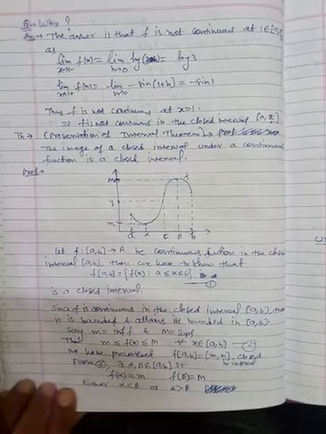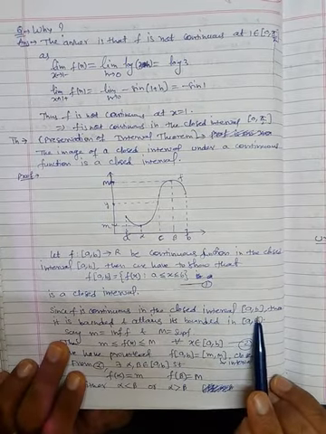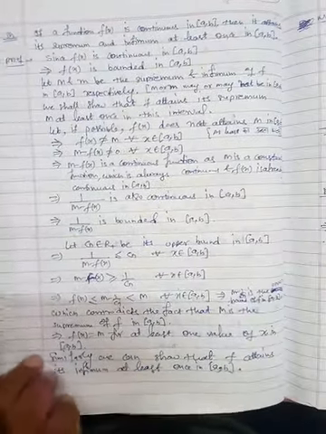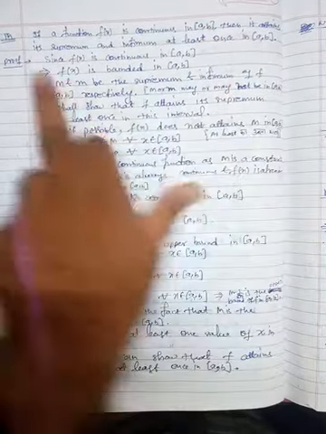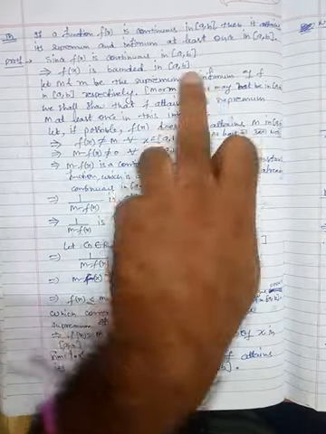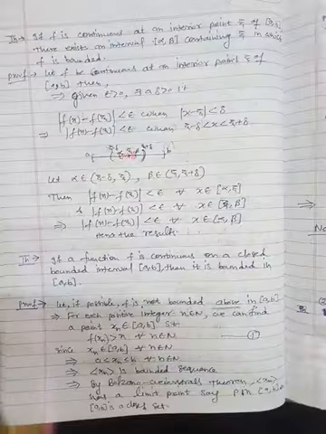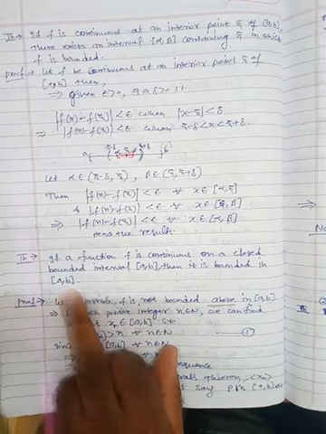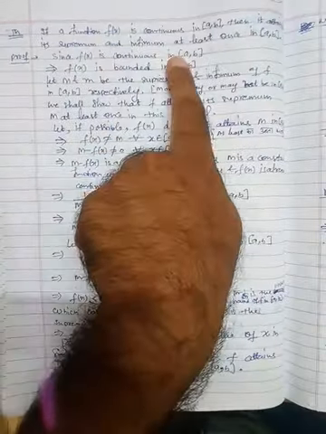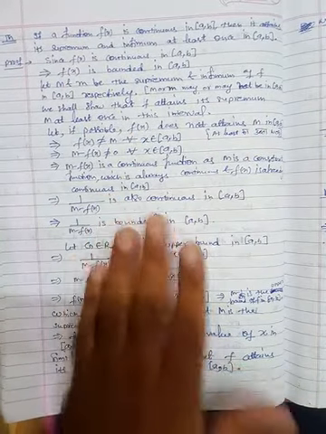So how to prove this? Let's see. Since the function is continuous in the closed interval [a, b], this is already given to you, then we have already proved one theorem in a previous lecture. If a function is continuous in a closed interval [a, b], then it attains its supremum and infimum at least once. That means the function is bounded. This is already proved. The function is continuous in the closed interval, then it is bounded, and since bounded, it attains its supremum and infimum at least once in this interval. We have already proved these two theorems in previous lectures.